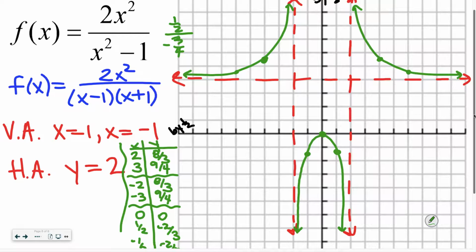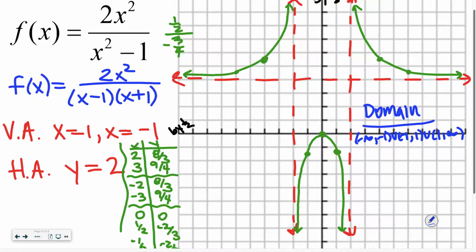Okay. What can I clarify before we talk about domain and range? Okay. So our domain. We need to exclude a number or numbers from our domain. Kelly, what are those numbers? 1 and -1. Okay, we need to exclude -1 and 1 from our domain.